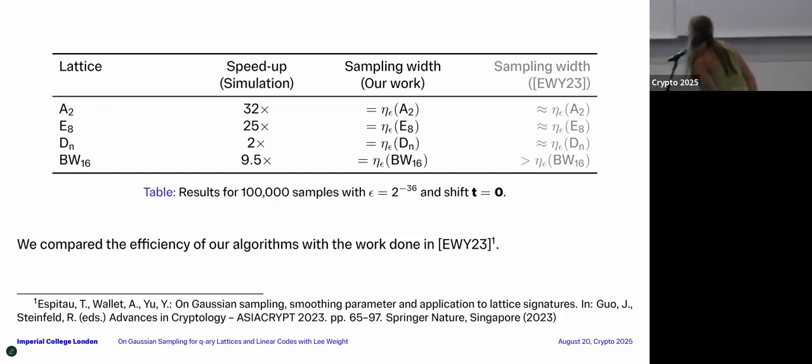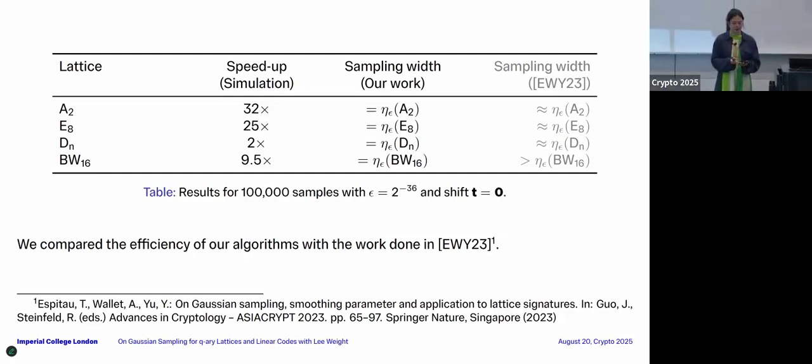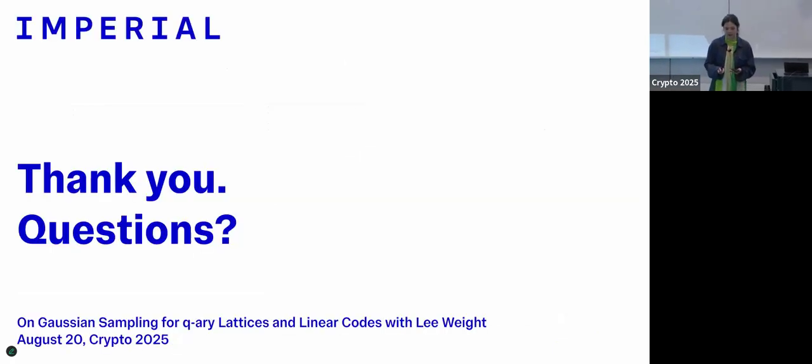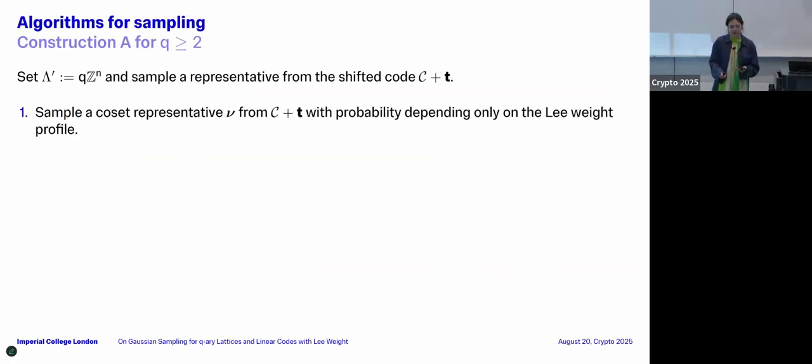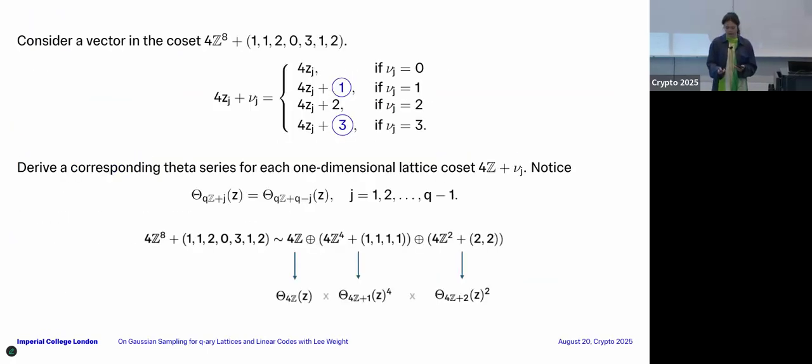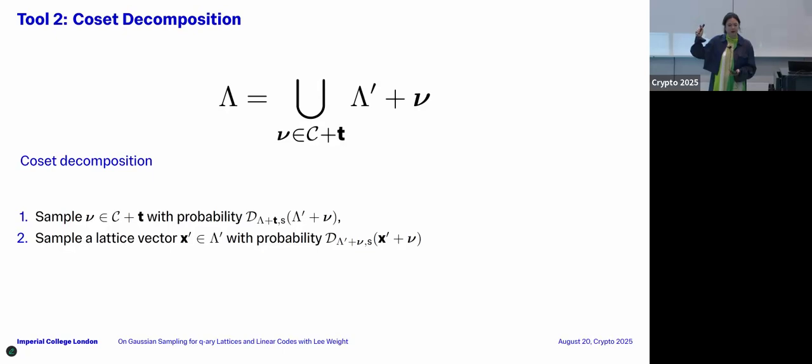Hi, thanks for the nice talk. I was wondering, how do you get exact sampling or closeness, and what closeness measure do you use? So we get exact sampling. Because of this coset decomposition sampler, the final output probability is exactly the one defined by the Gaussian distribution. Yes. Thank you.